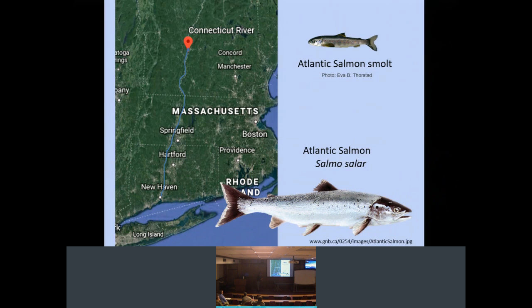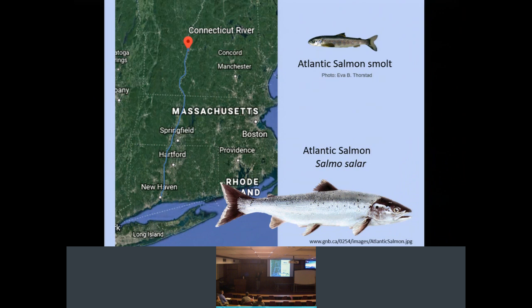Connecticut River. Okay, so smolts, so the salmon, they spend their adult life in the ocean. They then swim upstream, and they swim into tributaries off the main stem, and they spawn, they put their eggs there, the eggs hatch, the larvae turn into juveniles, the juveniles spend a couple years there, and then they swim back down to the ocean, and they mature, and they spend years in the ocean.